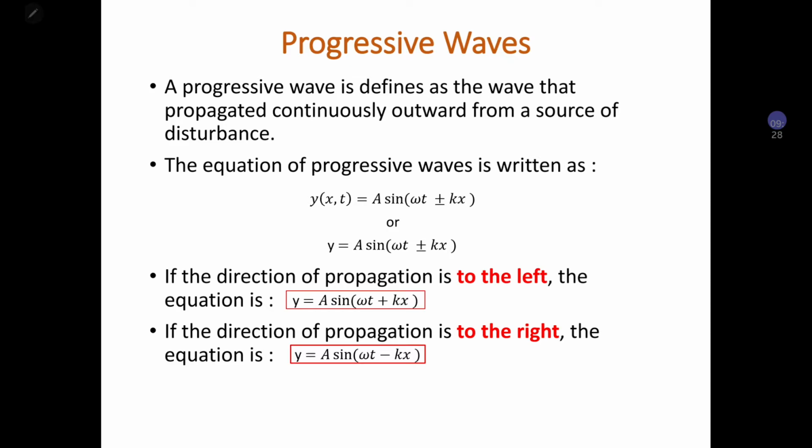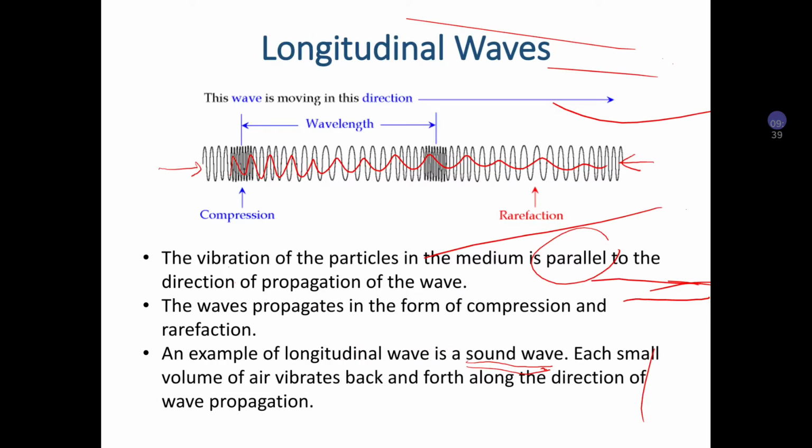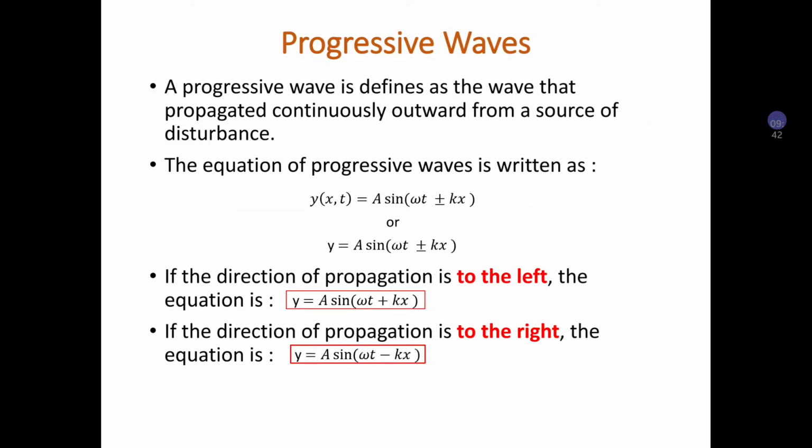Okay, next saya nak explain how you want to calculate the wavelength of a wave, angular frequency, wave number and speed of wave. Okay, so satu wave or progressive wave is defined as the wave that propagates continuously outward from a source of this disturbance. Okay, so the equation of progressive wave is written as y is equal to A sin omega t plus minus kx.